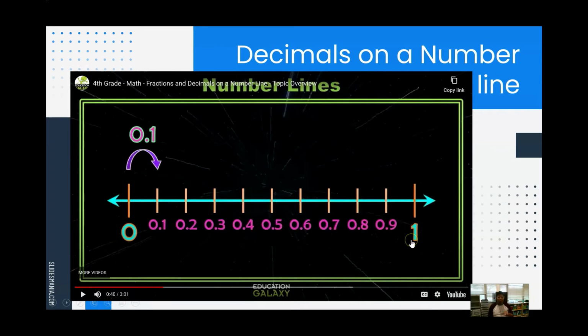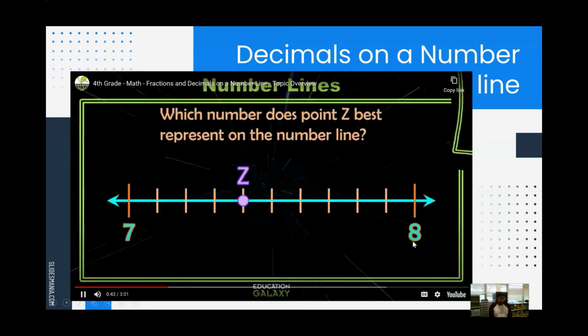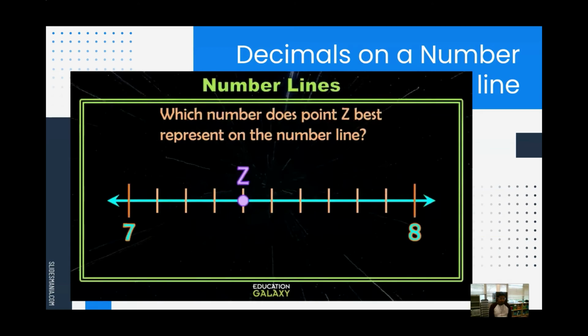And then we get to our whole number, which is 1. Let's look at an example. Here we have the space between consecutive whole numbers 7 and 8. The space in between is broken into 10 equal parts.